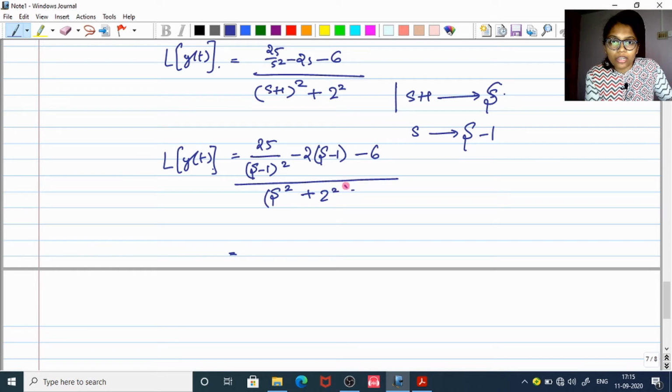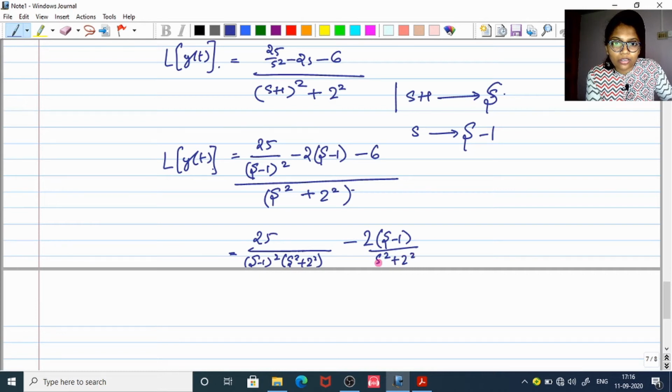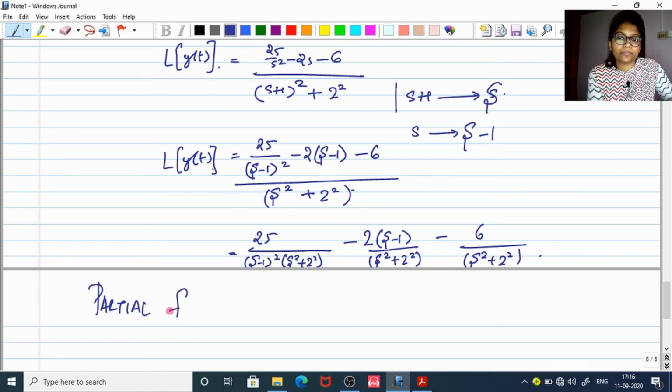Give this denominator individually for each term, that is 25 by s minus 1 whole square into capital S square plus 2 square, minus 2 of s minus 1 by s square plus 2 square, minus 6 divided by s square plus 2 square. Okay. So till this step it is quite easy for you. Now you have to use partial fractions.